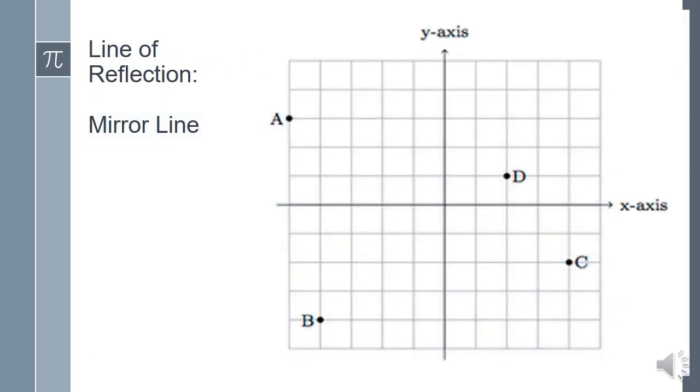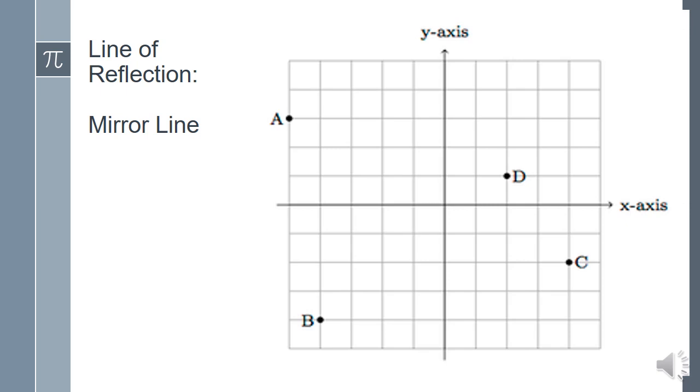our line of reflection is our mirror line. So in this case, on a coordinate plane, my line of reflection could be my x-axis, or it can be my y-axis. But that's really important, because you will get different coordinate pairs, different ordered pairs, depending on what your line of reflection is. And I'm going to show you that now, so please pay attention.